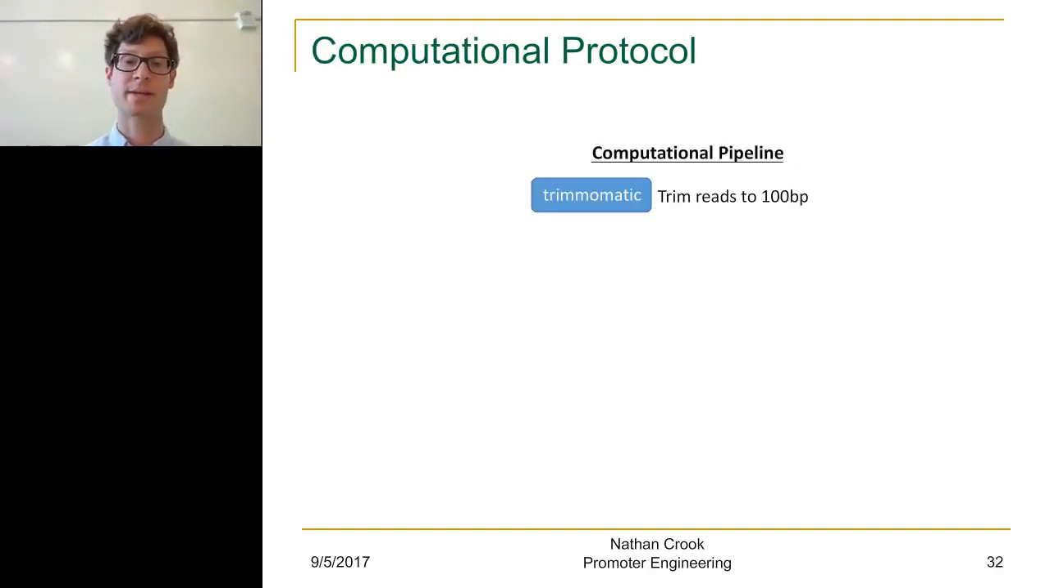So how do we do this computationally? We first take our reads that we got off our sequencer, and we trim them to the desired length. We use a program called usearch to merge paired reads together.